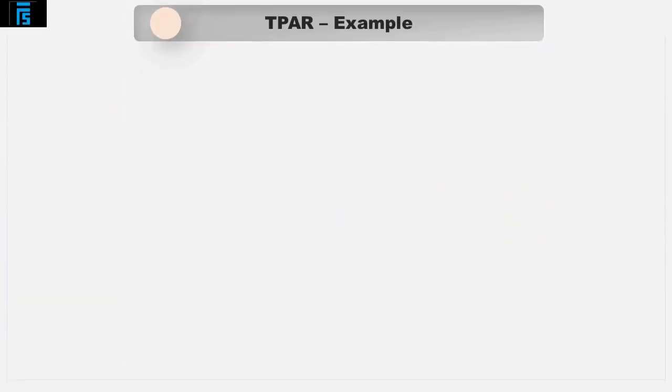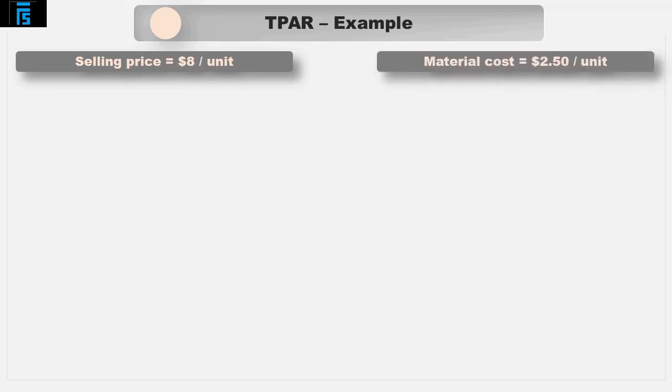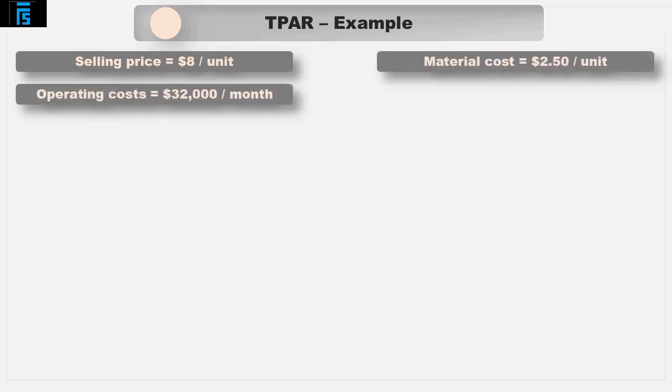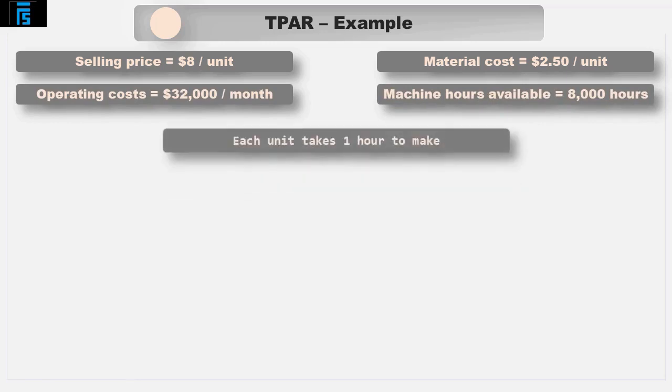Let's run through a quick example to demonstrate the throughput accounting ratio calculation. A business makes and sells a product that has a selling price of $8 per unit. The material cost per unit is $2.50. Monthly operating costs are $32,000, and there is a bottleneck in relation to machine hours. There are only 8,000 hours available each month, and it takes 1 hour to make each unit.